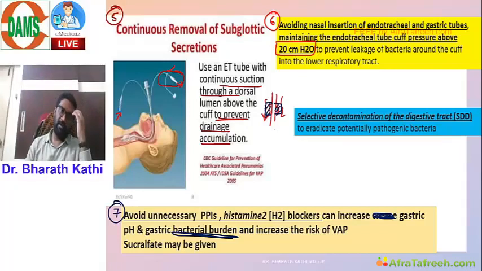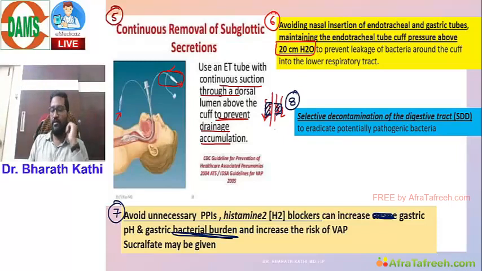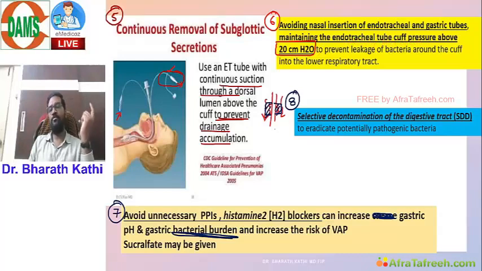Then the next important thing known to decrease ventilator associated pneumonia is selective decontamination of the digestive tract. After giving these PPIs, sometimes bacteria can outgrow in the digestive tract. To avoid that, you do selective decontamination with fluoroquinolones or with some cotrimoxazole to eradicate potentially pathogenic bacteria.